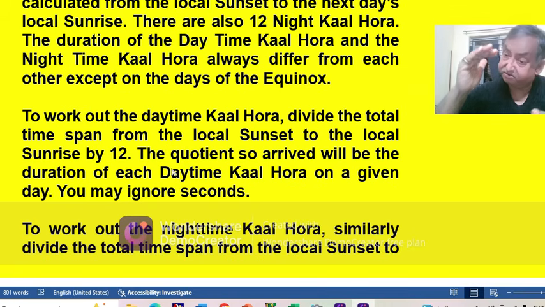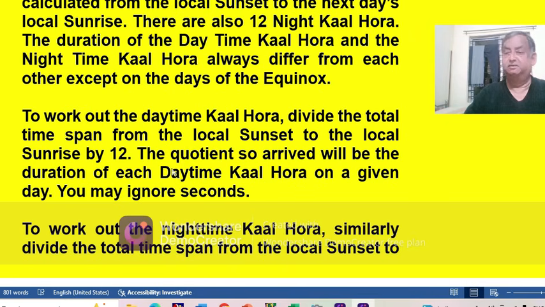Daytime means when there is sunrise, when there are sun rays, not the deep night portion. The quotient so arrived will be the duration of each daytime Kaal Hora on a given day. Day means during when you will be receiving the sunrise that day. You may ignore seconds. It will be very difficult, cumbersome.